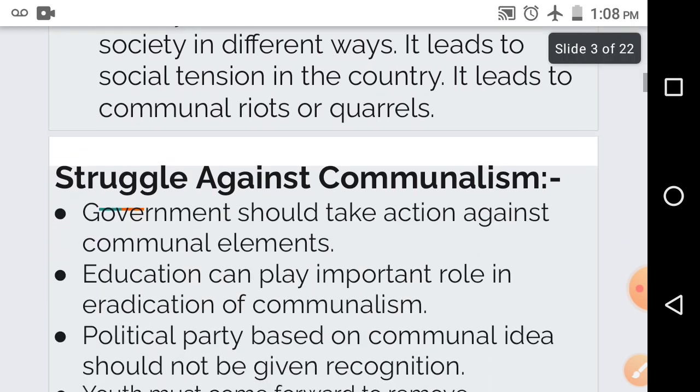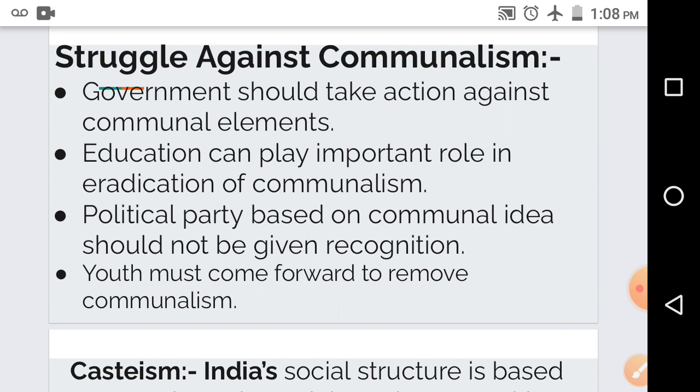Let us see the struggle against communalism. We know that communalism is a hindrance to the progress of the individual, society, and nation. Various steps should be undertaken to eradicate communalism. The first is that the government should take action against communal elements. At first, the government should take punitive actions. Punishment should be given to the people who are spreading communalism in the society.